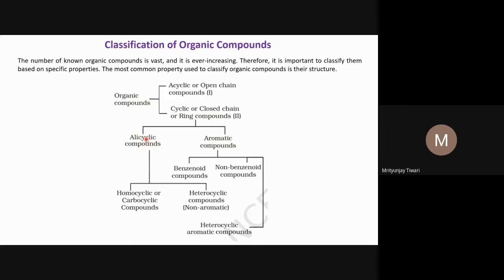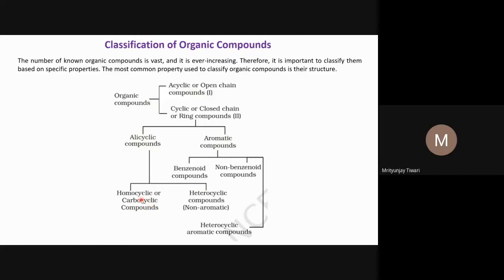So cyclohexane will have a chair form, which is more stable. Anyway, those things we will see later. Alicyclic compounds can be of two types. One is called homocyclic or carbocyclic compounds.